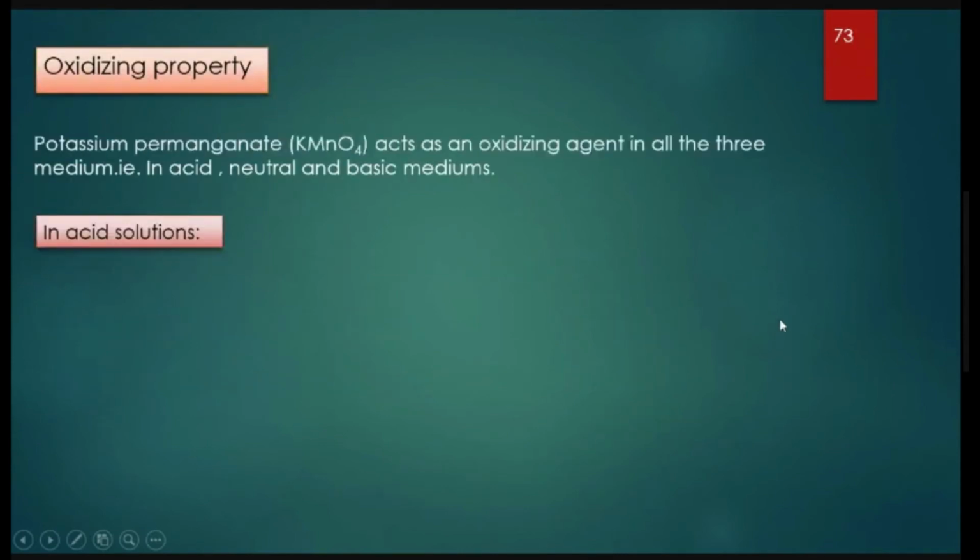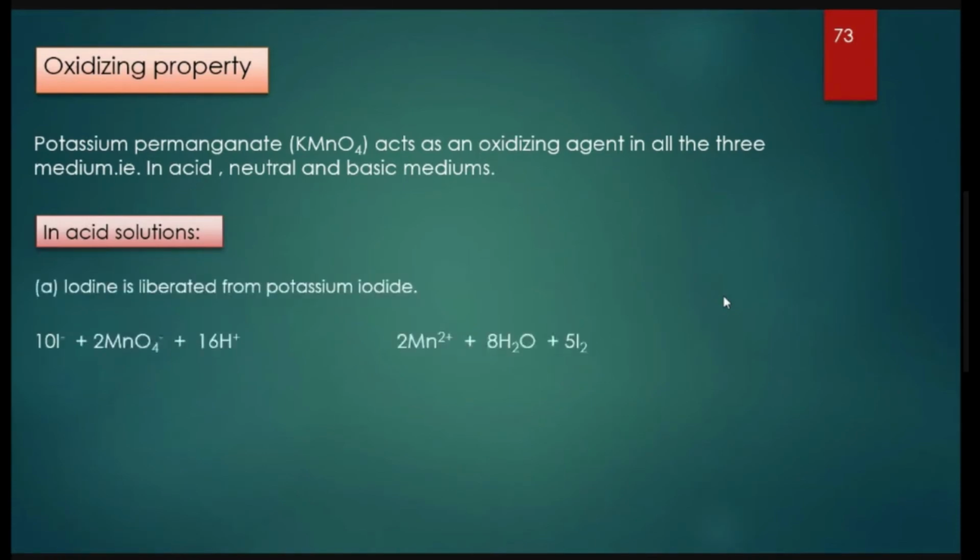Potassium permanganate is a well-known oxidizing agent. It behaves as an oxidizing agent in all three media: in acid medium, in basic medium, as well as in neutral medium, it behaves as a very good oxidizing reagent. Now we shall see. In acid solution, it oxidizes iodide into iodine.